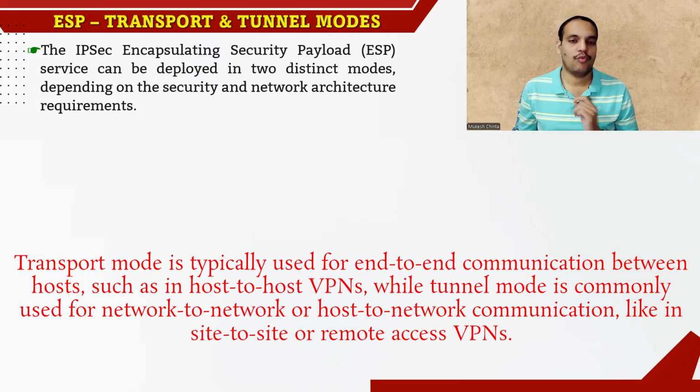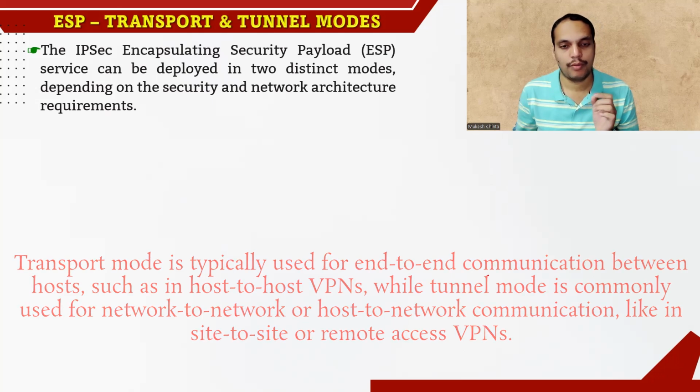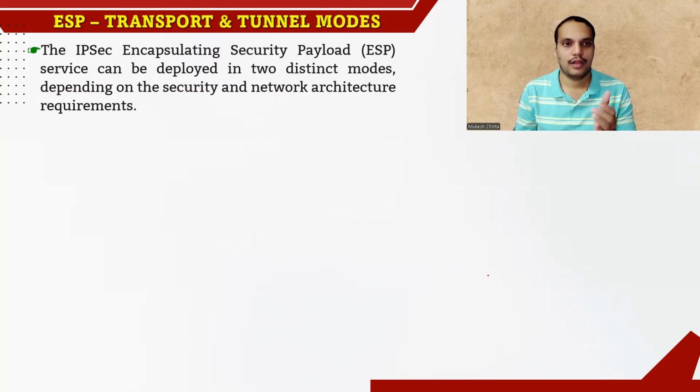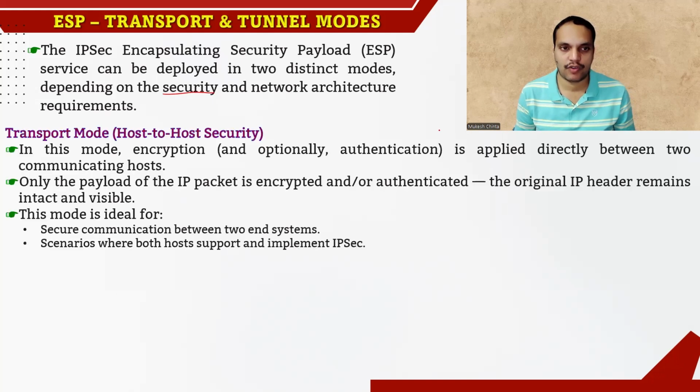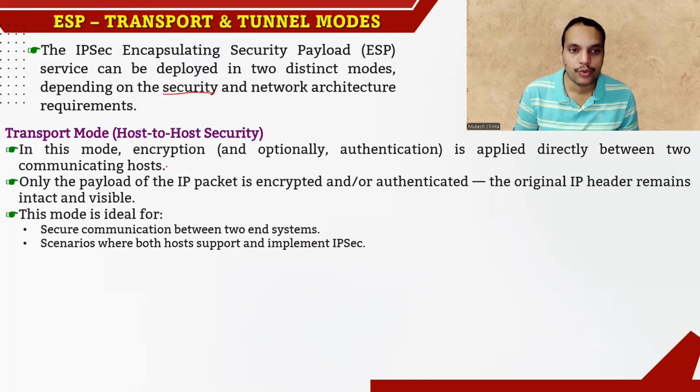Let's break down when, where, and how these two modes can come into play. As I told you, ESP is going to function in two distinct modes depending on the security and network architecture requirements. The first mode is called the transport mode, or we can also say host-to-host security. In this mode, encryption is applied directly between two communicating hosts. That means the two endpoints. If I'm having A and B, the communication happens between A and B. Then I can use the transport mode.